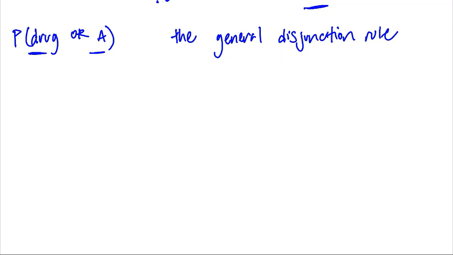So someone can have gotten the drug and be either alert or not alert. But it is possible to both have gotten the drug and be alert. Having one of these values does not exclude you from having the other. Okay, so the general disjunction rule then is this.